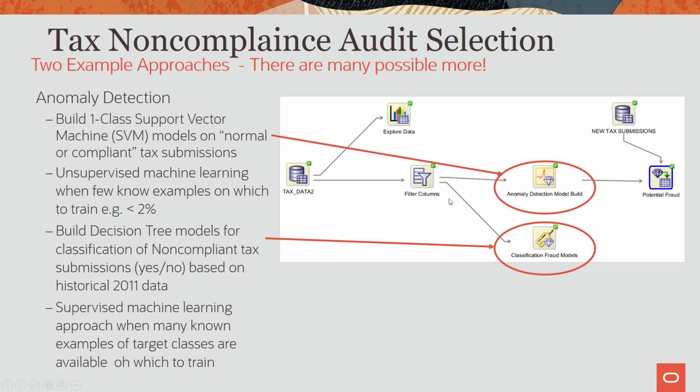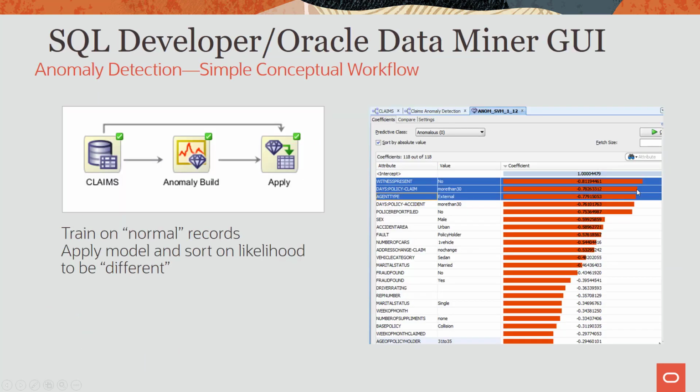Or I could use classification models where I say, well, I have a lot of examples to train on. So what I've done here is just done both ways. But what's also nice is I have a drag and drop GUI that comes with SQL Developer. So it's just an extension to SQL Developer, and I can just drag and drop these data nodes, these model build nodes, and here I'm training up the normal records, and then I'm applying them and sorting them with a likelihood to be different.